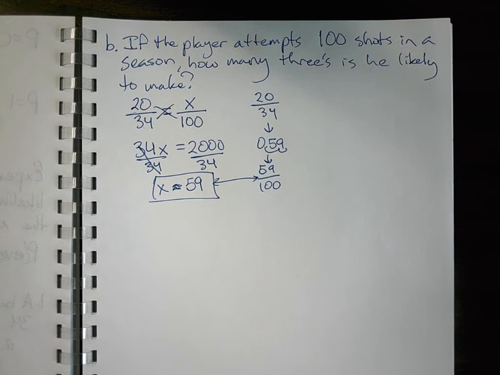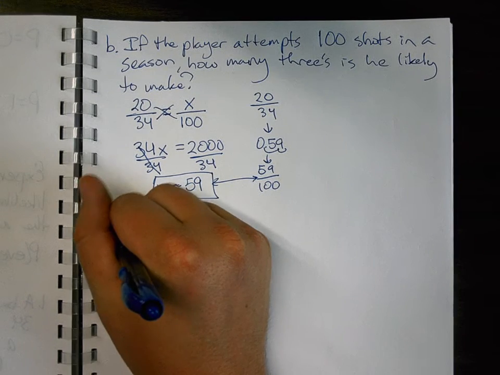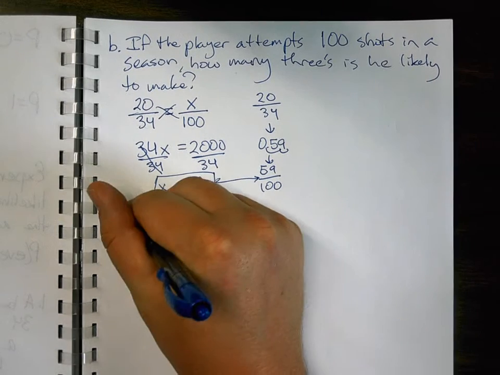So as you raise the number of attempts, the probability is going to remain the same, while the number of actual shots made is going to change. All right, let's do an example with theoretical probability, and we'll use dice again.